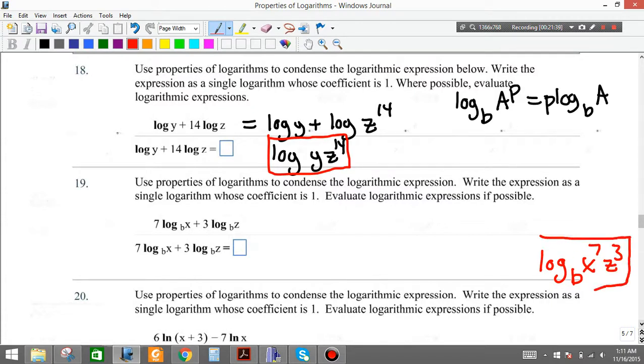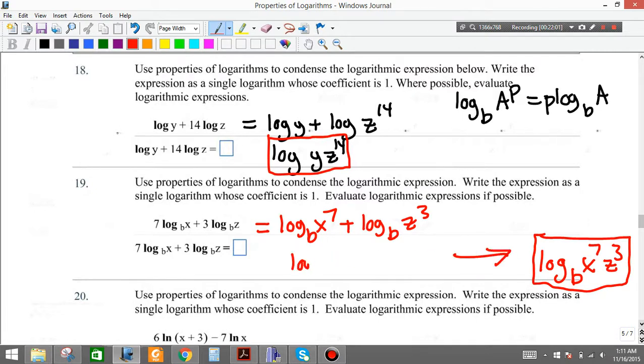We'll do it the long way, but as you might imagine, you can start to read these off. This is equal to, well, all powers go back up. So this is log base b of x to the 7th plus log base b of z to the 3rd. And then, as we've been saying the whole time, addition turns into multiplication. And so this follows immediately because this becomes log base b of x to the 7th times z cubed, and instead of two logs, there's one log, and the addition turns into multiplication.